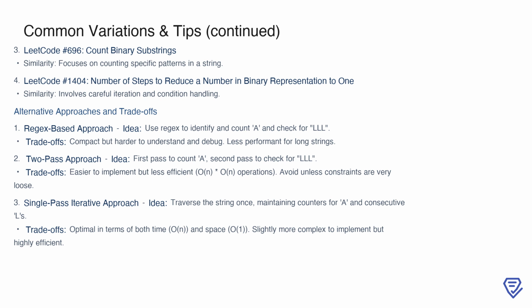constraints are very loose. The best approach is often the single-pass iterative method, which traverses the string once while maintaining counters for A and consecutive L's. This method is optimal in terms of time and space complexity, achieving O(N) time and O(1) space. Although slightly more challenging to implement, it's the most efficient and practical solution for this problem.